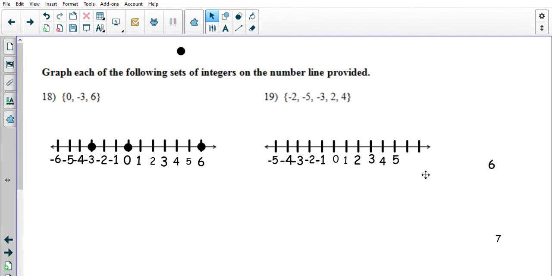Again, I've got some extra numbers on here that you may not have, and that's okay. So I've got 5, 6, and 7 that I don't need. It's okay to have extra numbers. The problem is when you don't have enough. Even though some of these numbers are not in the set, that's fine. I still include them. I just won't put a dot at those numbers.